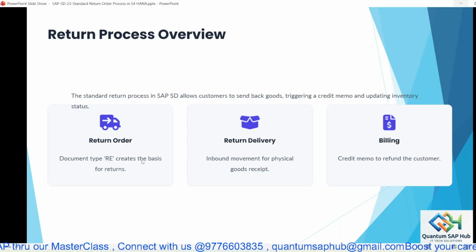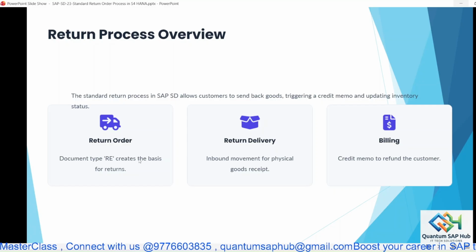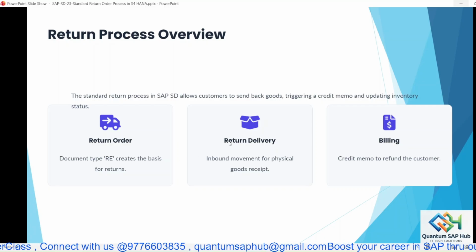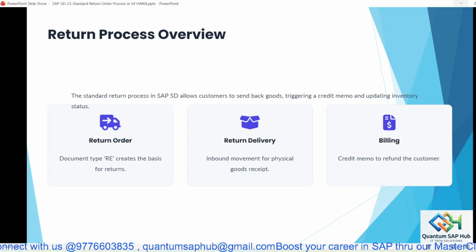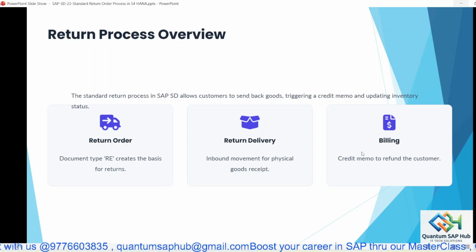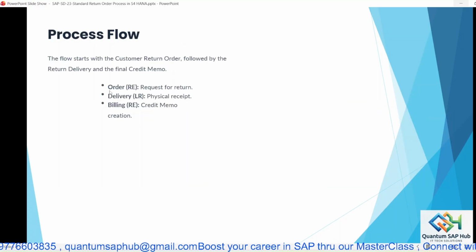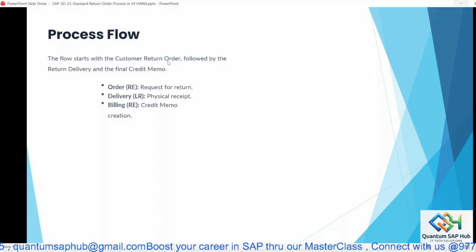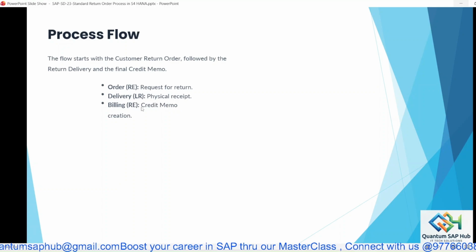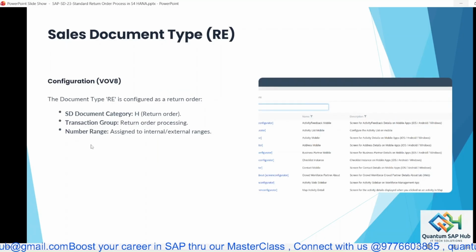The sales return order is the creation of the sales order type and the return delivery, where the inbound movement will happen for the physical goods received, and the credit memo will happen to refund the customer. The flow starts with the customer return order, as I said, and goes up to the final credit memo. The configuration is done in VOV8.